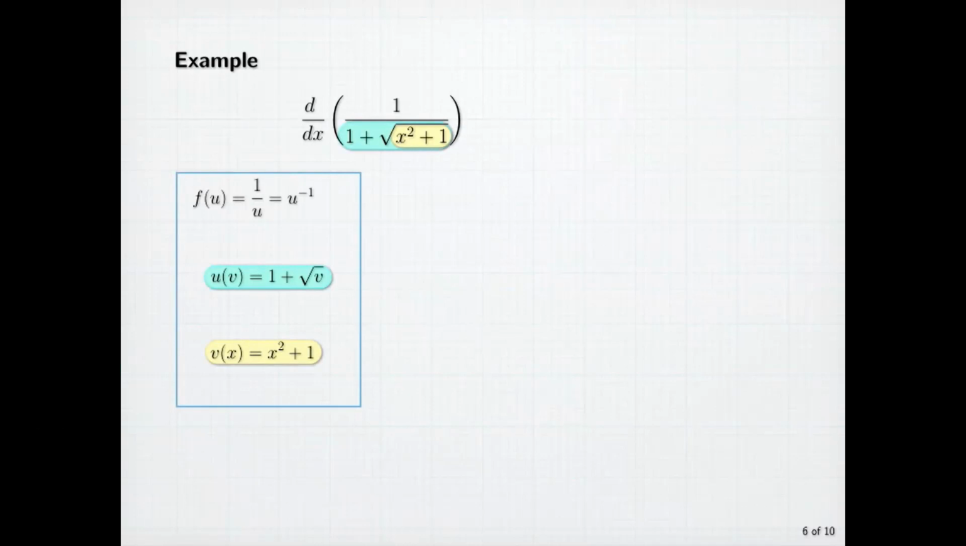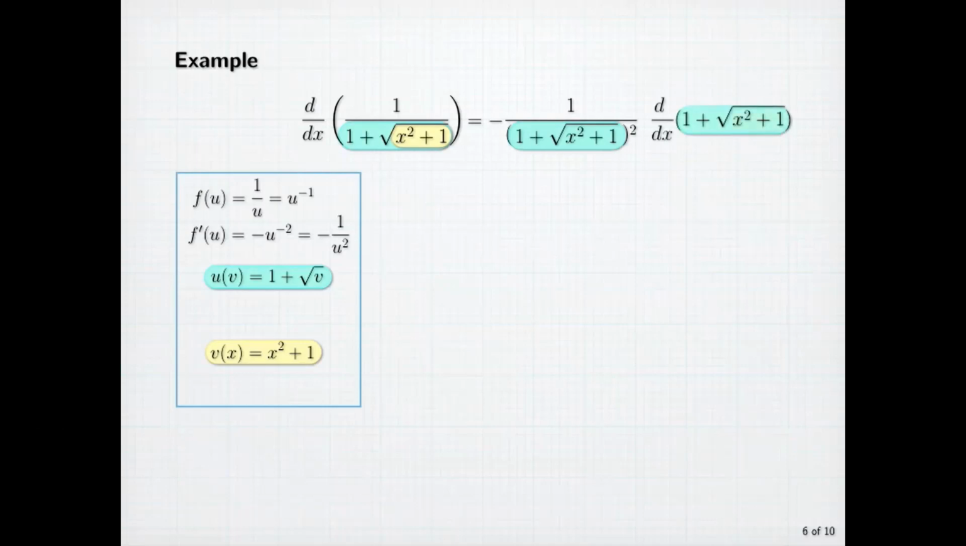The derivative of the outermost function here is minus 1 over u squared, so we write minus 1 over u of v squared, or 1 plus the square root of x squared plus 1 squared, and multiply by the derivative of 1 plus the square root of x squared plus 1. So now we're looking at the derivative with respect to x of u of v.